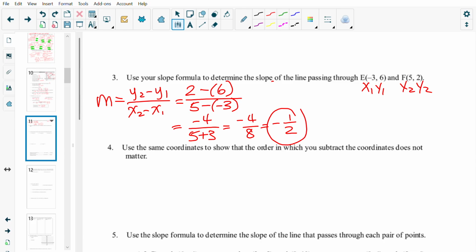Use the same coordinates to show that the order in which you subtract the coordinates does not matter. So if I have E, let me just write it like this. Negative 3, 6, and F, 5, 2. Let me go x2, y2, x1, y1. Let me just swap those. And then let me show you that it doesn't matter which way you go.